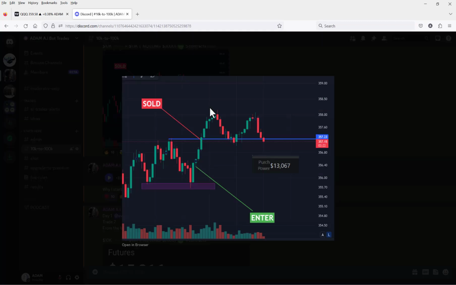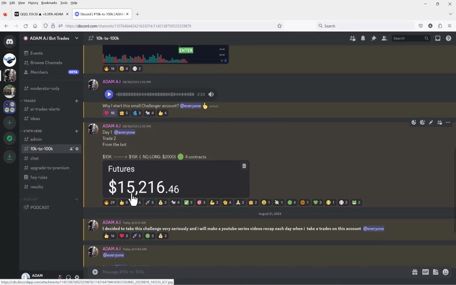I ended the account up $15,000, that means, and 800. I did not share the last trade. So day one, the account is up almost 50%. Amazing start for this account.